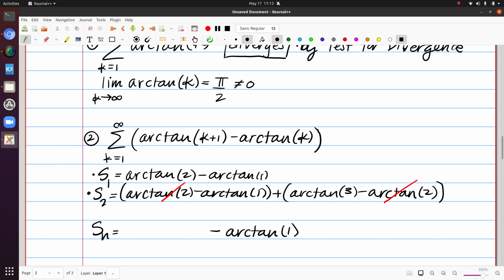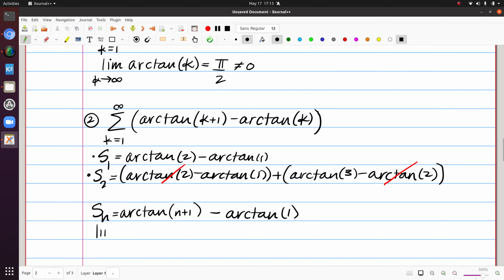And for any given partial sum, there will be a positive arctangent term that has not yet canceled. And we see that that appears to be arctangent of n plus 1. So once I have this, I need to take the limit as n approaches infinity. And we just said the limit of arctangent as the interior part approaches infinity is pi over 2. The limit of arctangent of 1 is just itself, it's a constant, and the arctangent of 1 is pi over 4. So this difference is pi over 4.